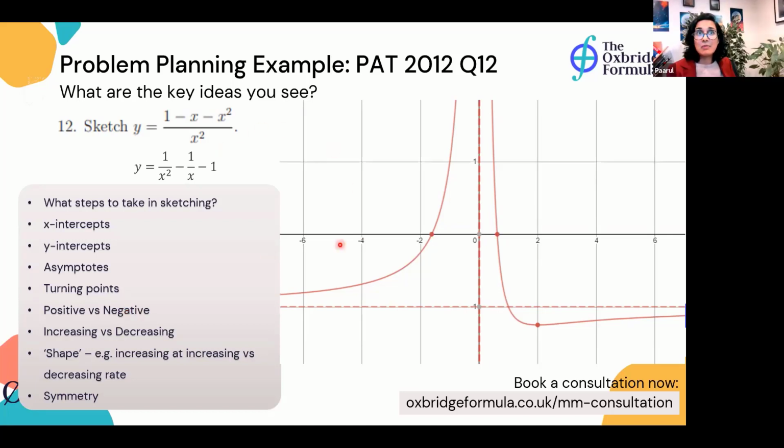Someone's just asking how many marks this would be. This one is 6 marks in the PAT. Okay, great. Thank you very much, Chris, for taking us through that planning.